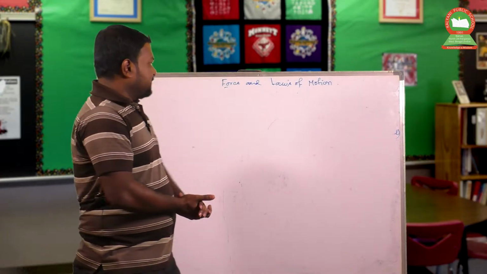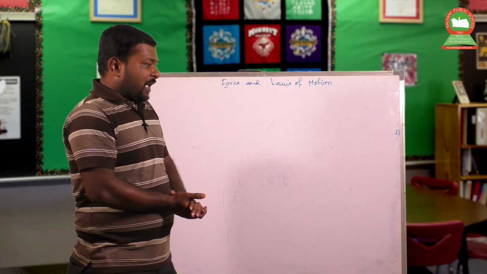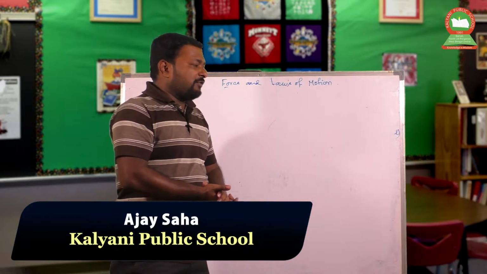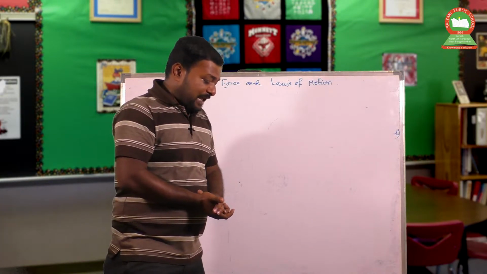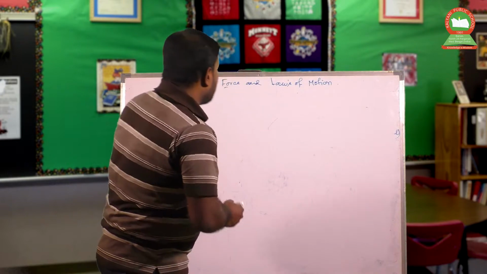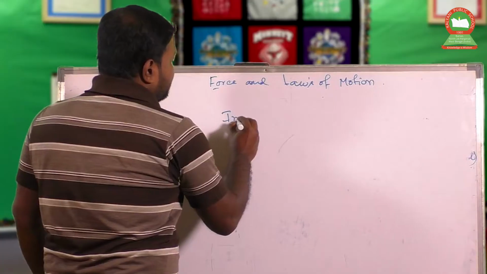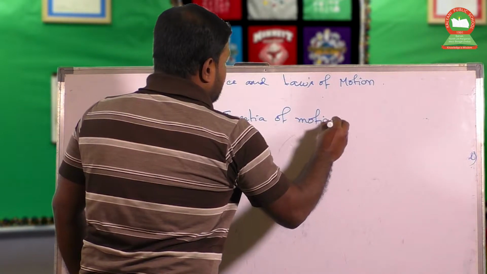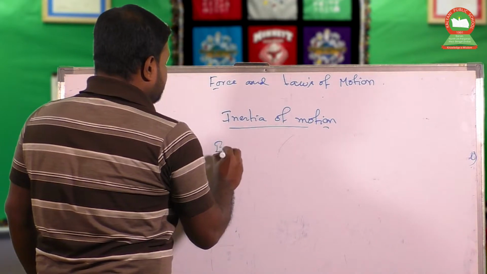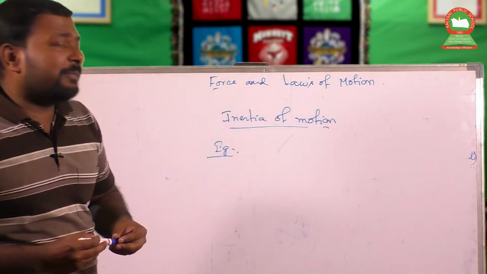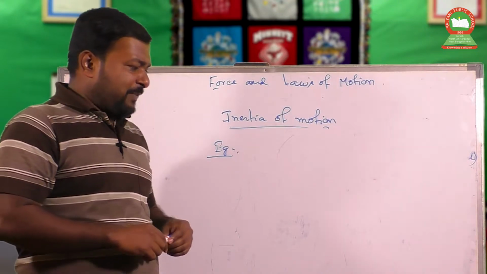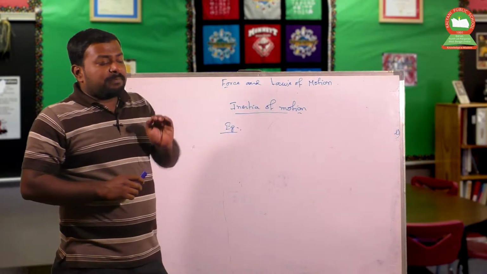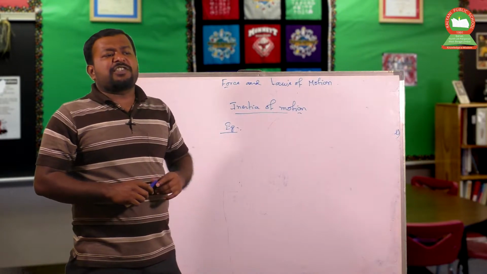In your previous class, we dealt with the law of inertia, and we gave some examples of the law of inertia as inertia of rest. Now we will take an example of inertia of motion. So what are the examples of inertia of motion?